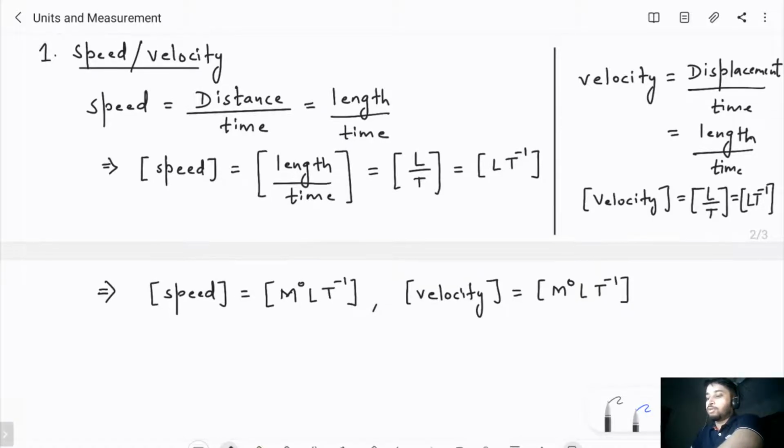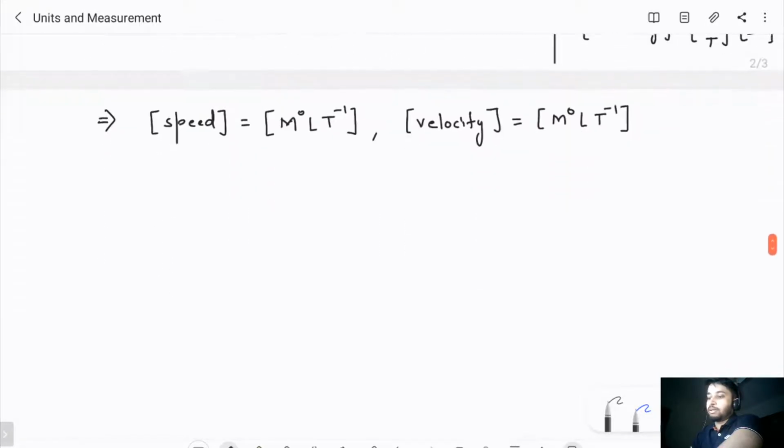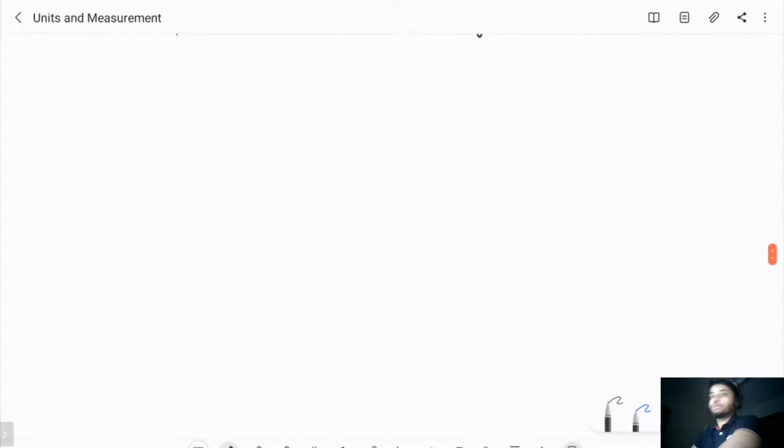Now we'll move on to the second derived quantity, that is acceleration. Let us see about acceleration. So acceleration is nothing but velocity by time.